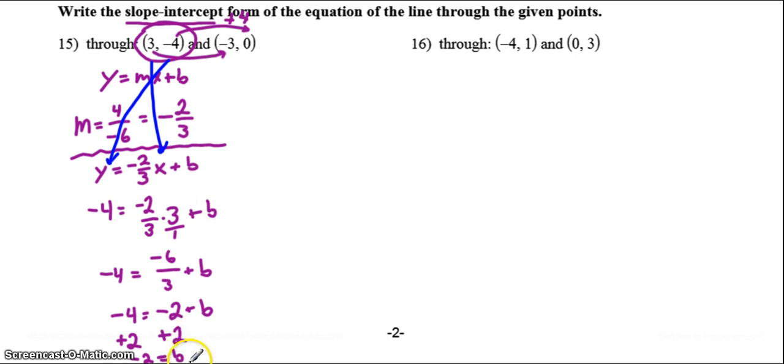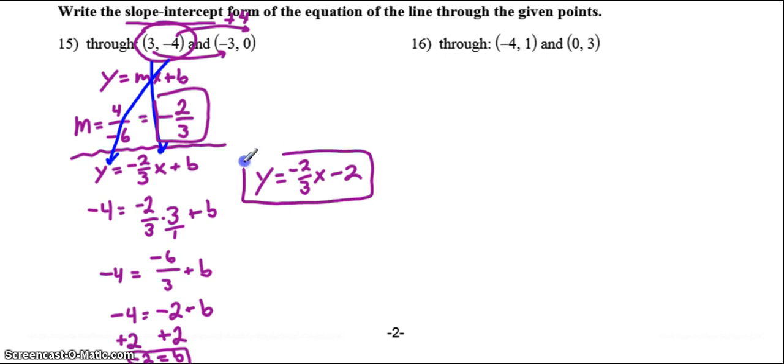So in that case, if -2 equals b, now I've got my y-intercept, and I've got my slope, right? So I can write the equation, y equals -2/3 x minus 2, and that is the equation of my line. Before we move on to 16, let's just make sure we know what's going on visually in 15.